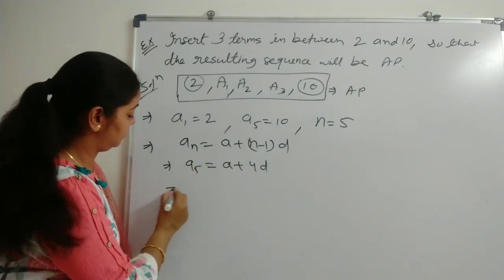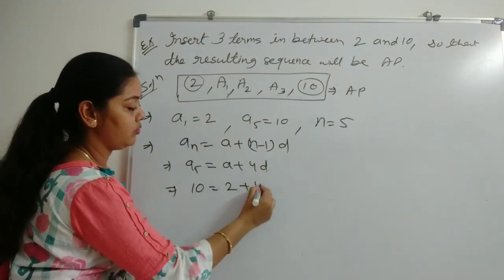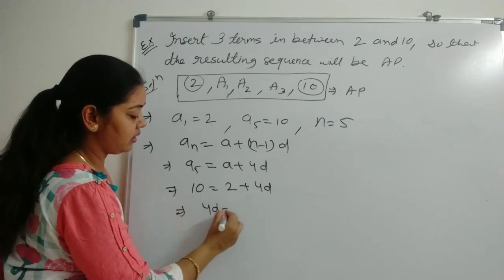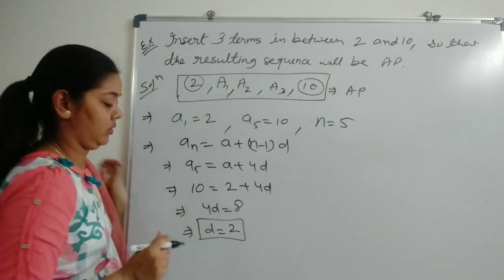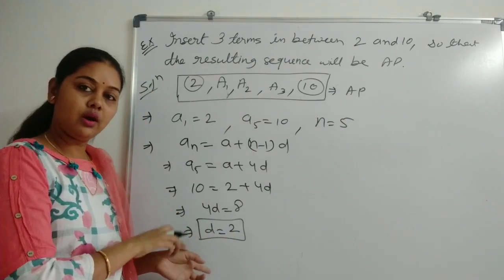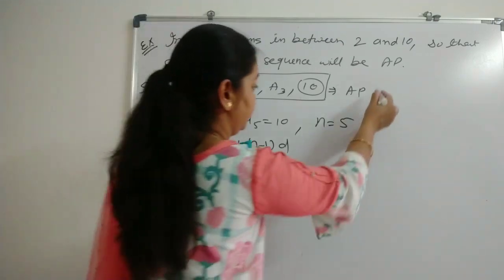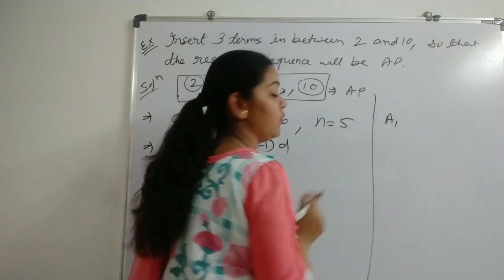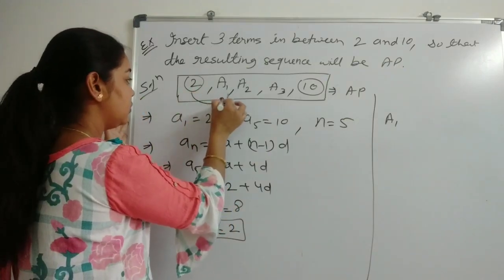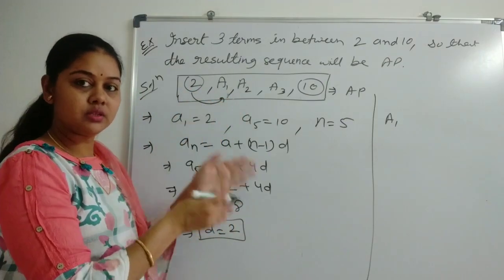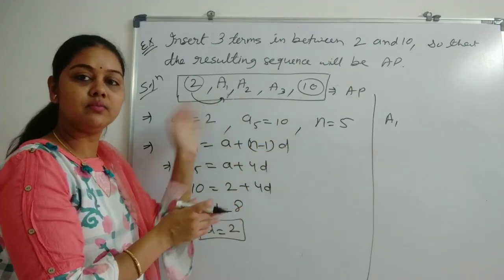Put all the values. a5 means 10, a means 2, plus 4d. It means 4d equals 8, d will be equal to 2. We got the common difference 2. Now we have the first term and common difference. It means we can find all the terms. What will be a1? a1 will be 2 plus common difference, because in an AP we get the next term by adding the common difference to the term.